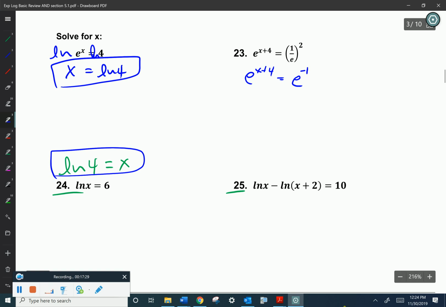Right, 1 over e is the same as e to the negative 1. And if all of that is being squared, isn't this the same as e to the negative 2? Okay, so if e to the x plus 4 equals e to the negative 2, look, if you have the same base, and they're equal, doesn't that mean that the exponents have to be equal? So in other words, x plus 4 has to equal negative 2.